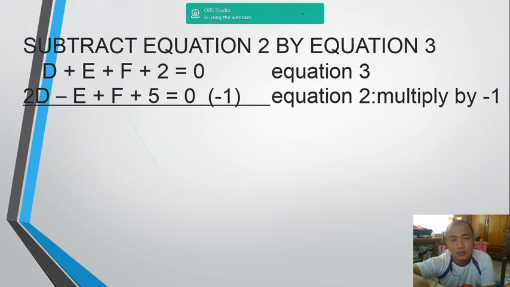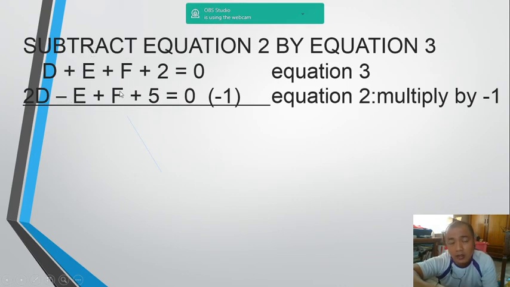Next, I will subtract now equation 2 by equation 3. Equation 3 is D plus E plus F plus 2. Equation 2 is 2D minus E plus F plus 5 equals 0. So I will multiply equation 2 by negative 1 so that I will eliminate F. Okay? F, parating ini-eliminate kasi usually walang coefficient ng f. So, f ang dapat eliminate. Although, at this point, we can eliminate e.